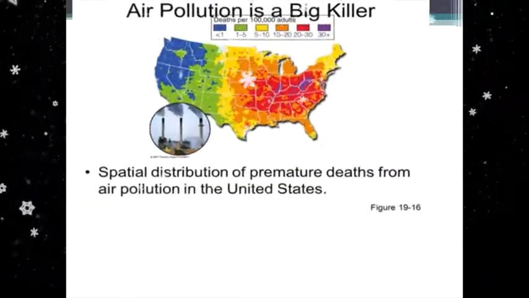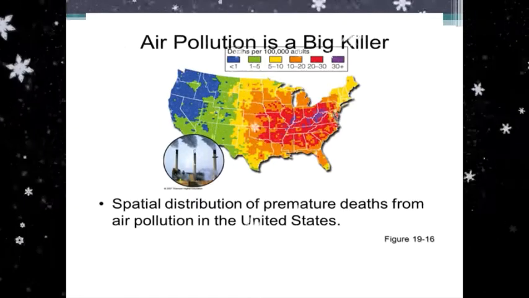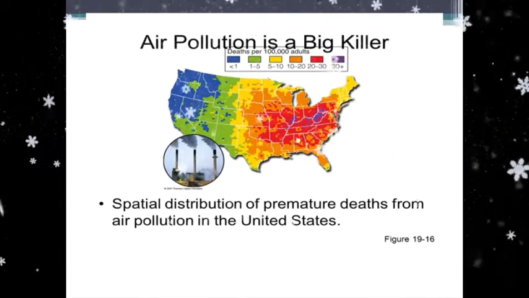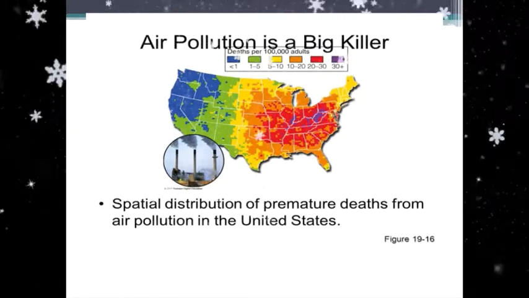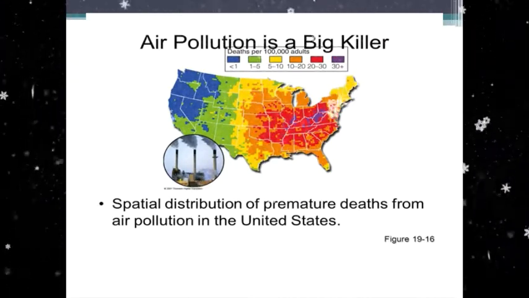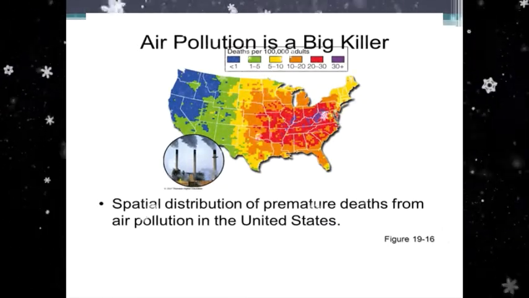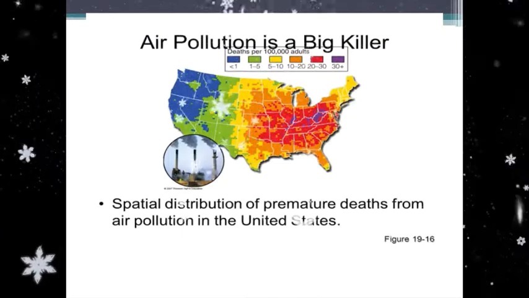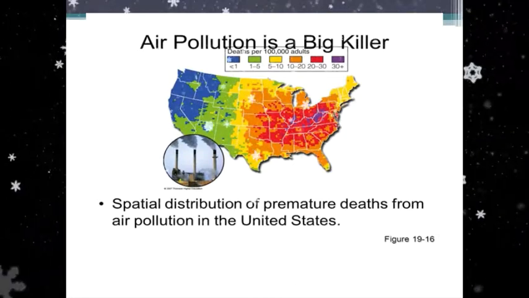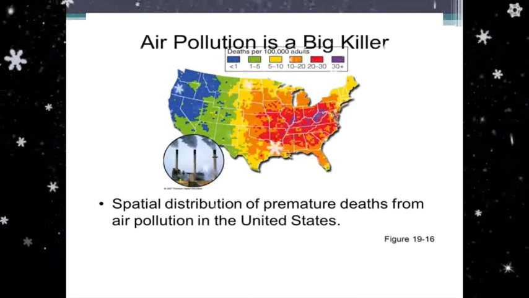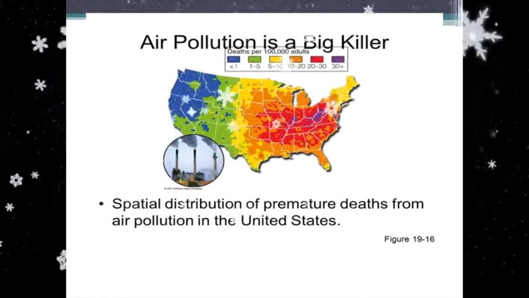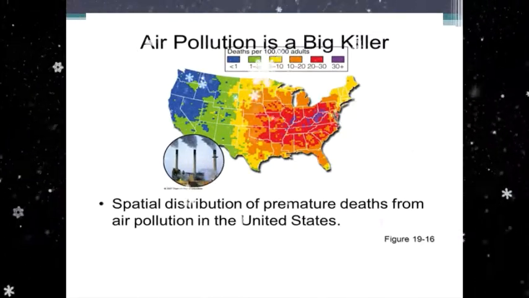Air pollution is a big killer. Do you agree on that? Spatial distribution of premature deaths from air pollution in the United States. As you can see, that's per 100,000 adults. The color blue is for less than 1, green is 1 to 5, yellow is 5 to 10, orange is 10 to 20, red is 20 to 30, and violet is 30 plus. So from air pollution, highly urban areas.